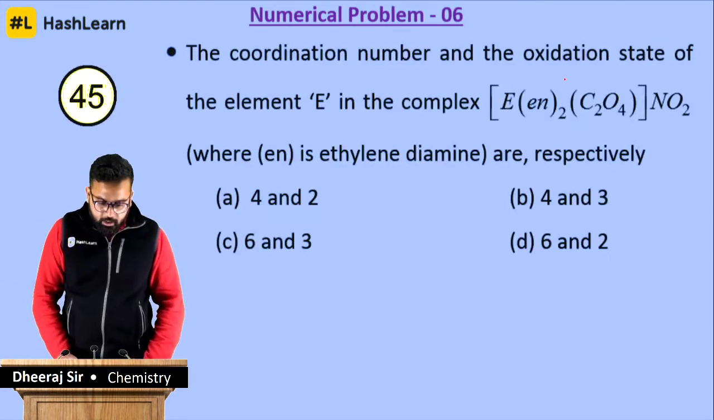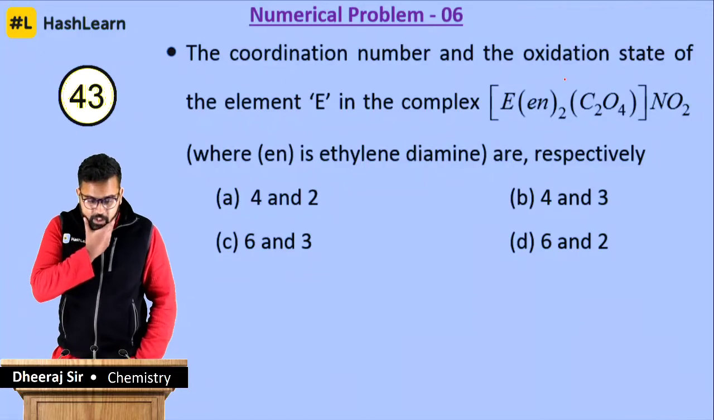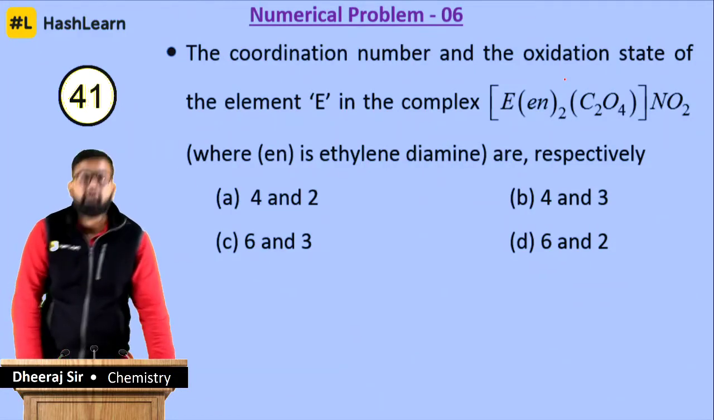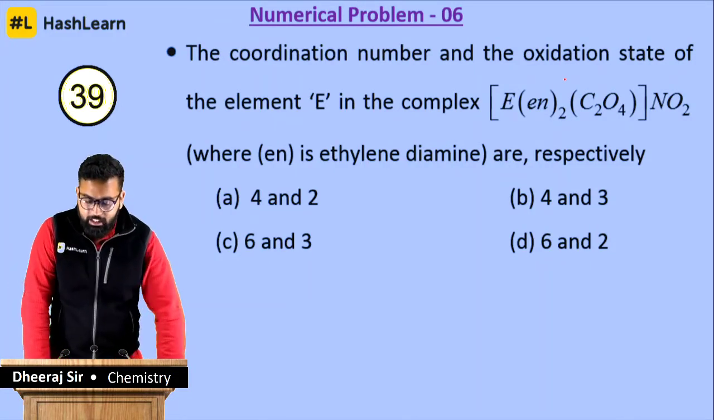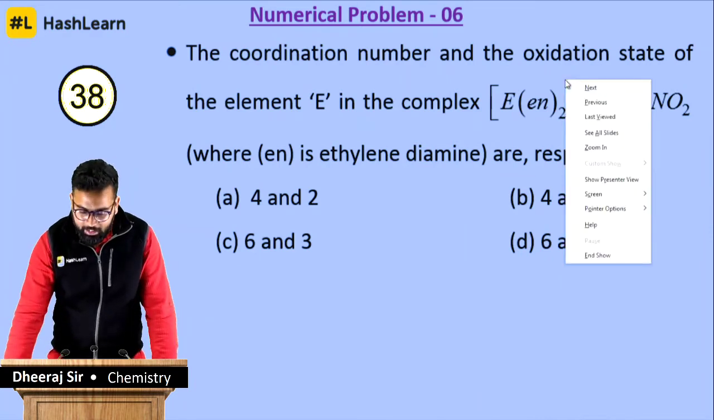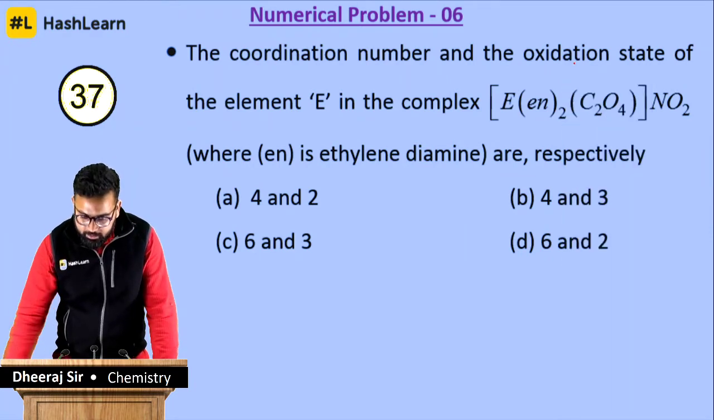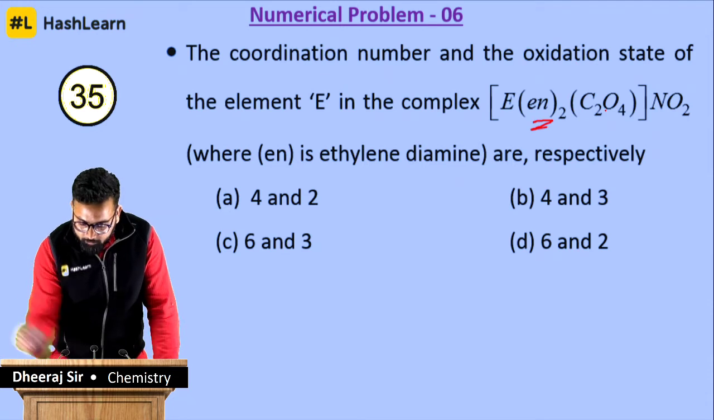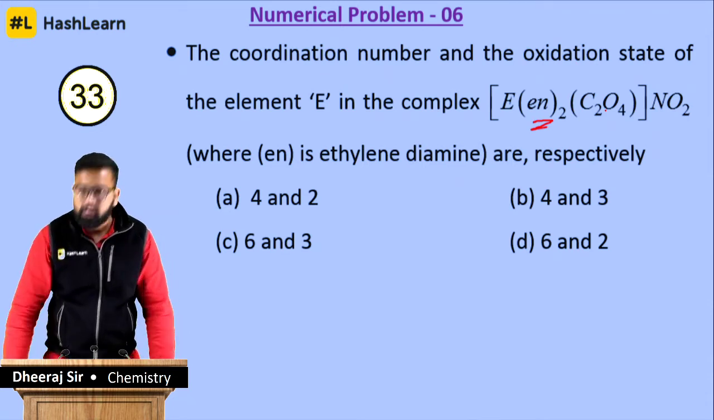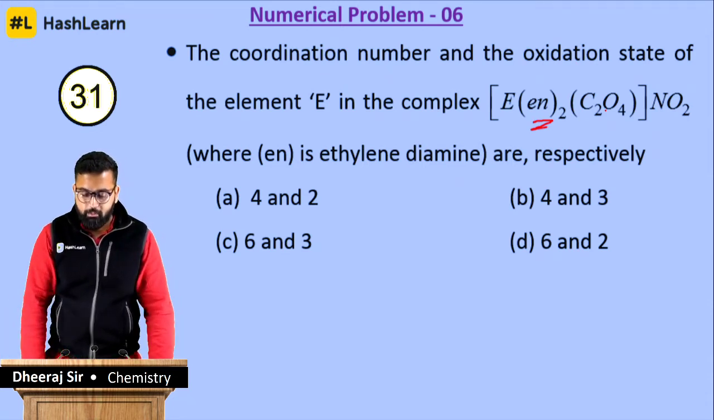Good. Let us get going. Look at the sixth question, guys. The coordination number and the oxidation state of element E in the complex. What does en stand for in this? En stands for ethylenediamine. So I've given you a slight clue. En stands for ethylenediamine, and E is an element.